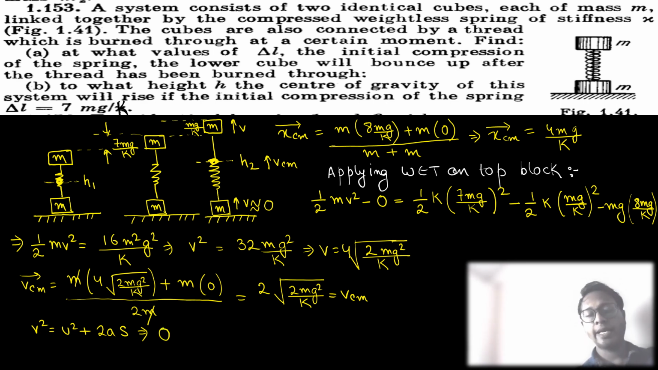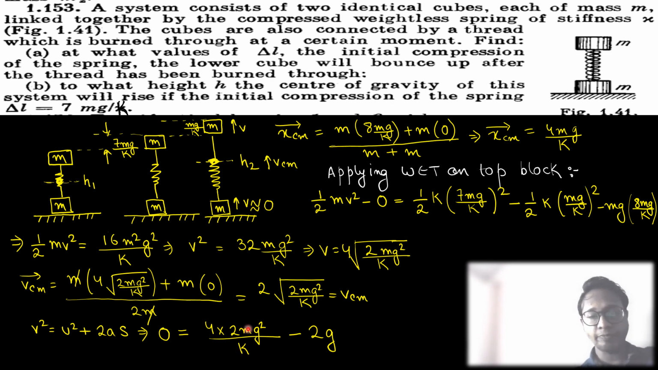Any body acting under a conservative force, at maximum limits, the velocity of those bodies equals 0. Understood? What is the initial velocity square? Initial velocity square is nothing but velocity of center of mass whole square. It will be nothing but 4 into 2 mg square by k, or 8 mg square by k, minus 2 into g. Why did I do minus?